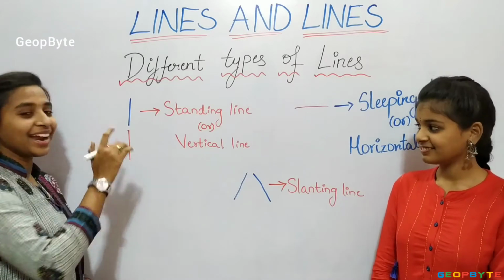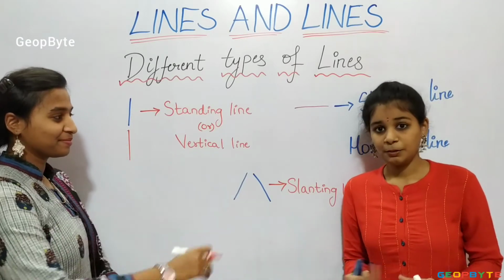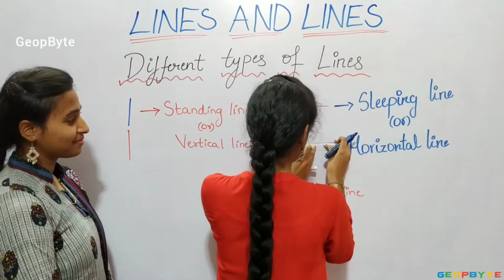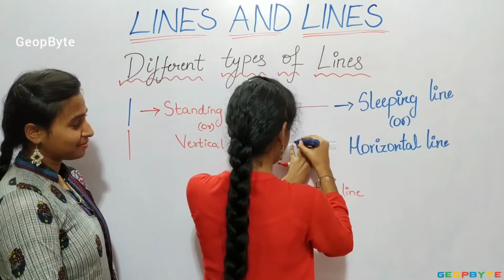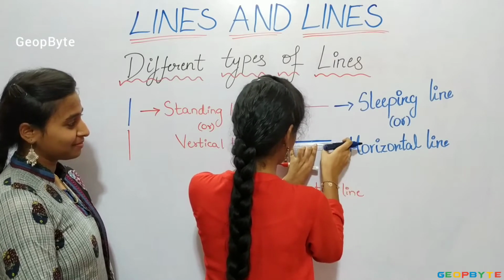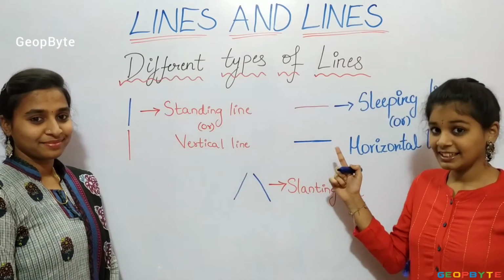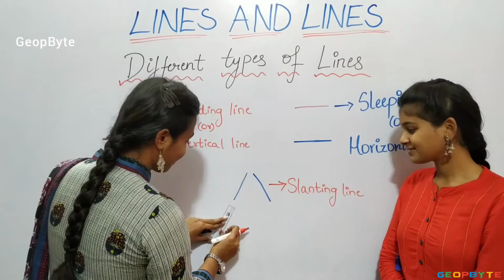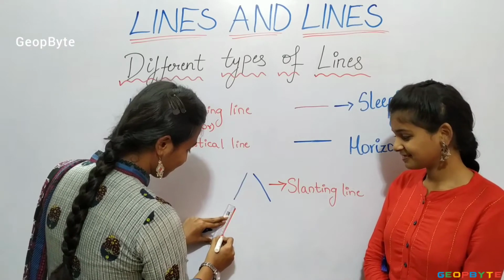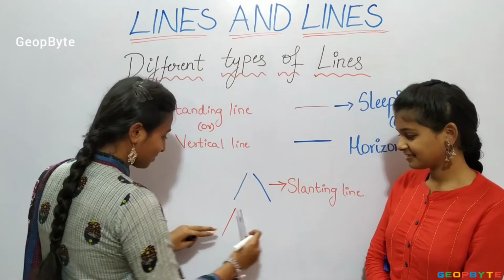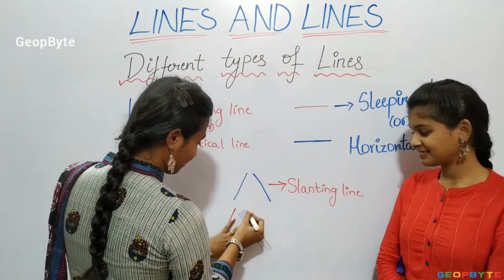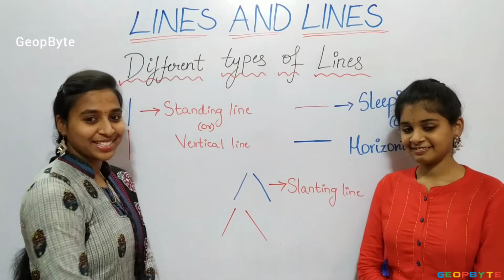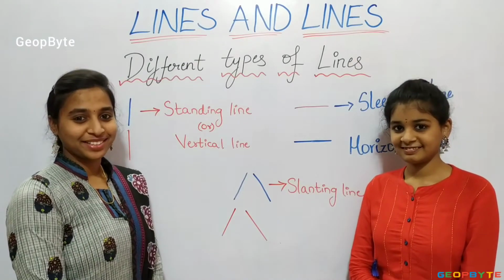This is a standing line. Now, let us draw sleeping line. This is a sleeping line. These two lines are slanting lines.